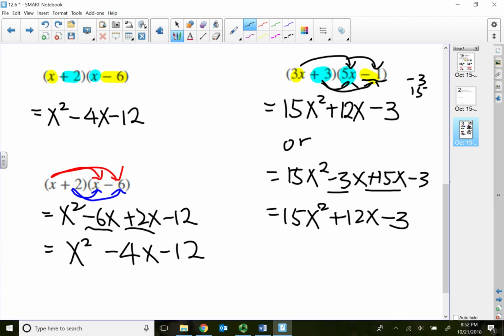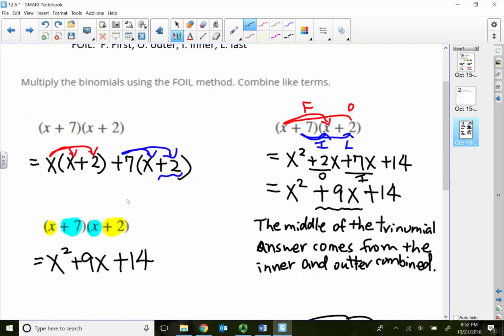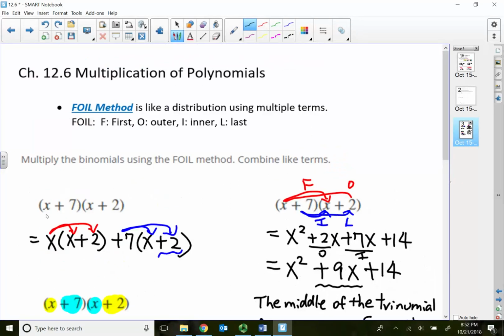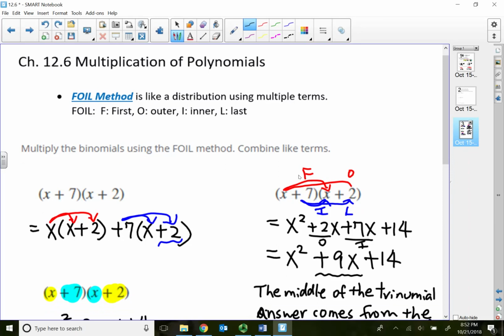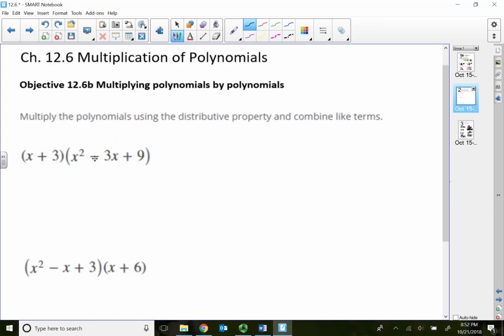All right. So that will conclude this quick lecture video. I'm going to call this particular video FOIL method for 12.6. Basically your FOIL method is just another form of distribution, and that same technique, how we actually do the FOIL method, will be used when it comes to multiplying polynomials. So instead of having two terms in the second parenthesis, now I've got more than two terms. So the technique doesn't change. I'm still doing distribution, basically.